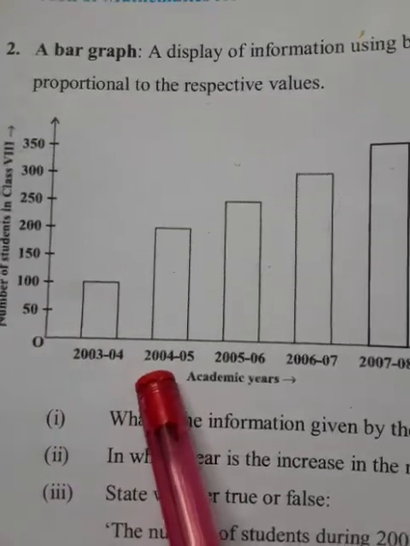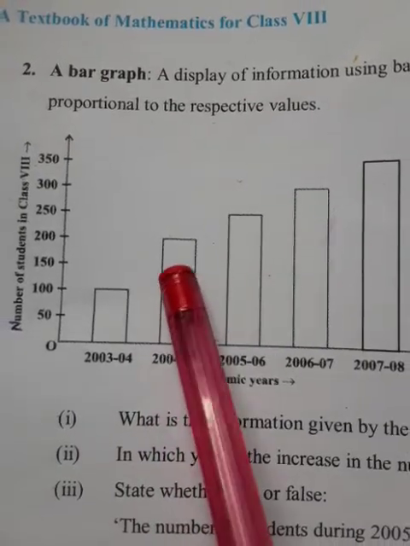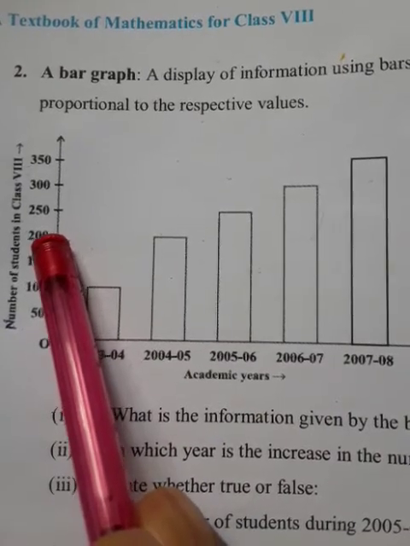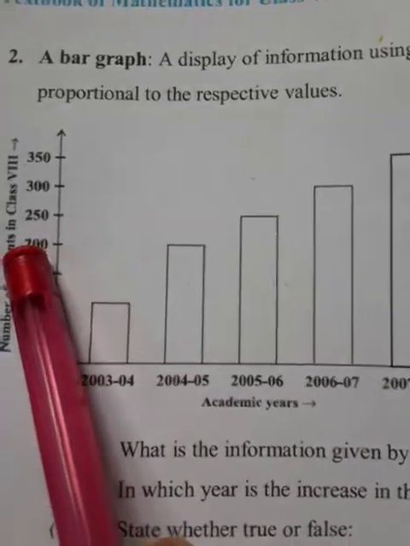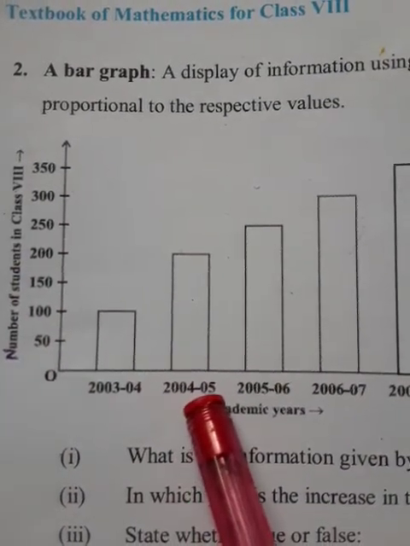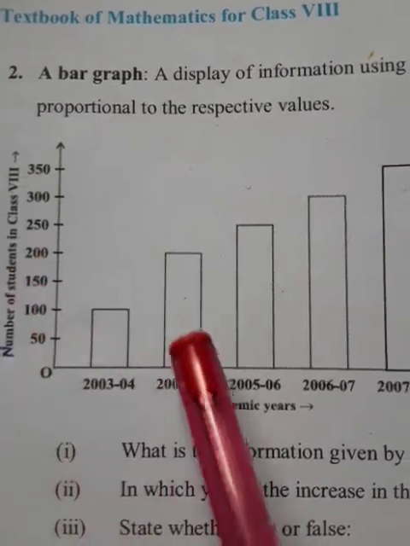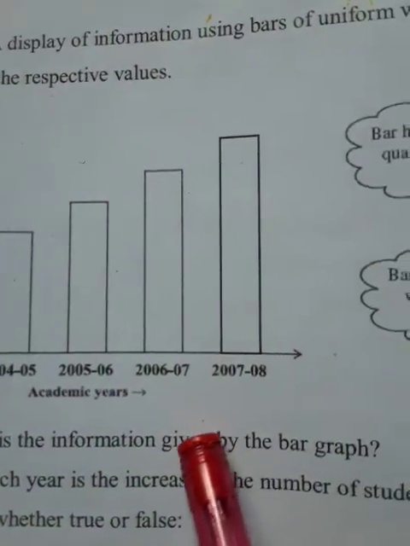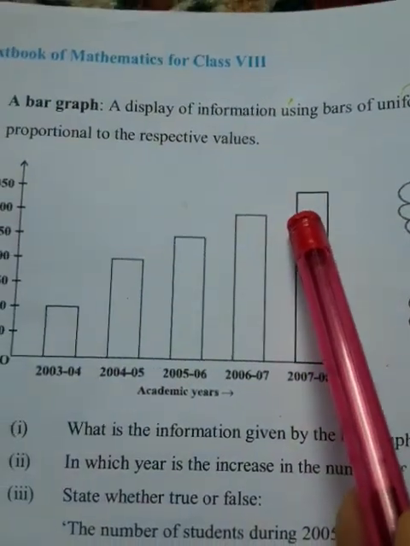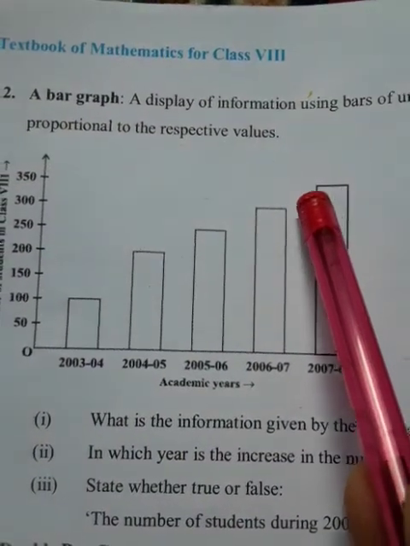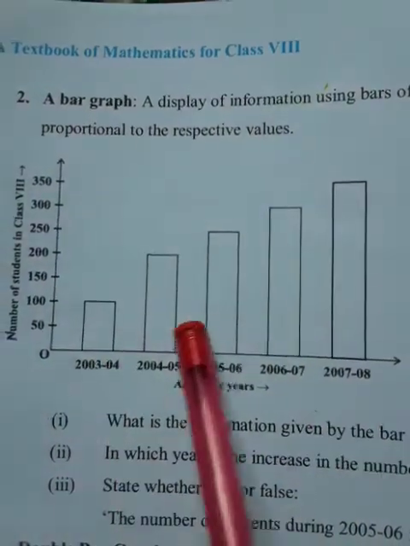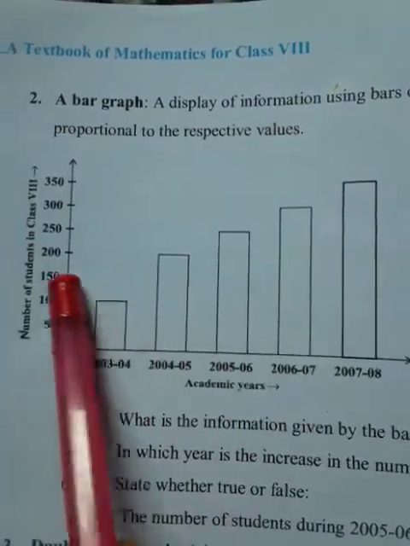Similarly, in the year 2004-5, here we can say the height is at 200. So the number of students in class 8th during the session 2004-5 is 200. Similarly, if we see here in the session 2007-8, we will go here and observe the height. It is 350. So this is the information given by this bar graph.